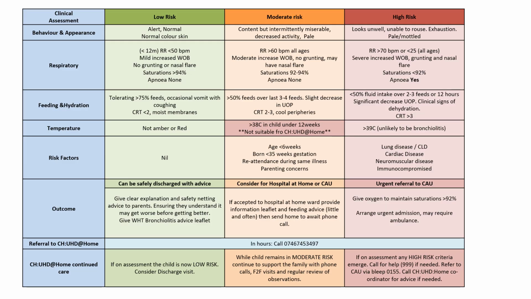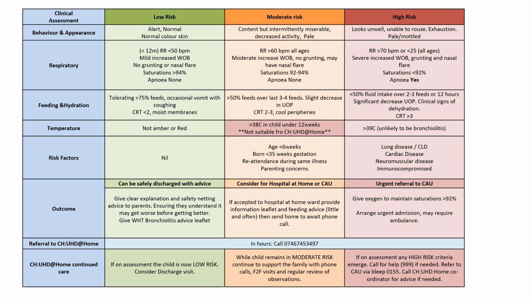This is our assessment grid from our bronchiolitis pathway. It's based on the Healthier Together pathway. You assess the child as you normally would, looking at their behaviour, appearance, respiratory symptoms, hydrating symptoms, their temperature. It's also important to think about risk factors for more severe illness.